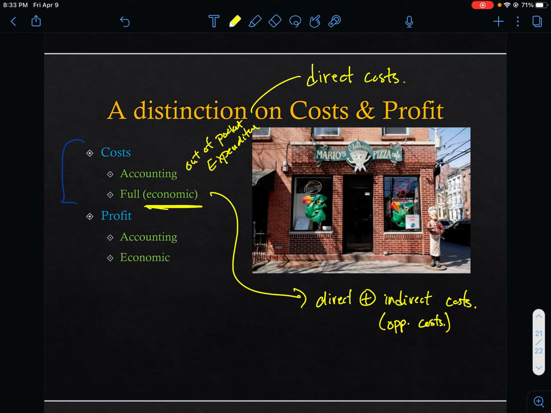So, for example, if you rent a storefront for your pizza shop, and every month you have to cut a check or electronically pay the rent, that is an accounting cost, right? That's an economic cost as well, because all the direct costs are part of the economic cost as well. But the difference is you're adding in the opportunity costs or the indirect costs. But if every month you write a check for the rent for your place, that is a cost. The accountant would consider that a cost. The economist would consider that a cost.